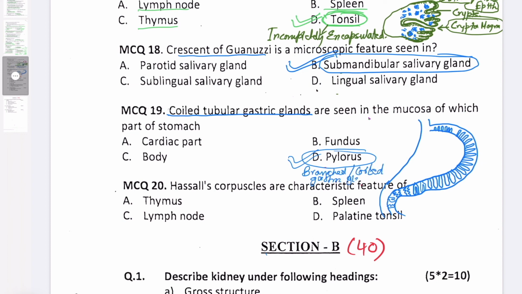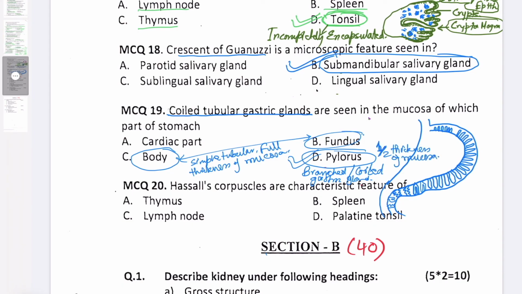Gastric glands in the fundus and body are the same: simple tubular, full thickness of mucosa. Means in the fundus, as I've drawn, in the fundus and body you will find these simple tubular glands traversing the entire thickness, the full thickness of the mucosa. Unlike in pylorus, you can say half the thickness. In pylorus, you will find these glands reaching only to half the thickness of mucosa.